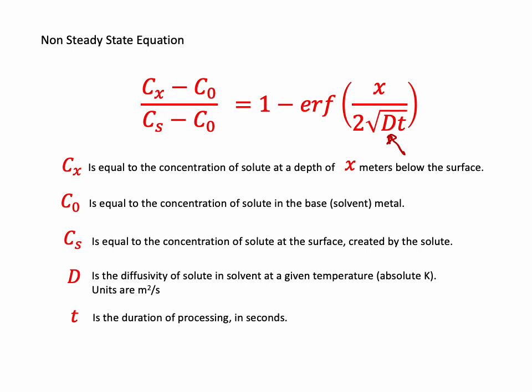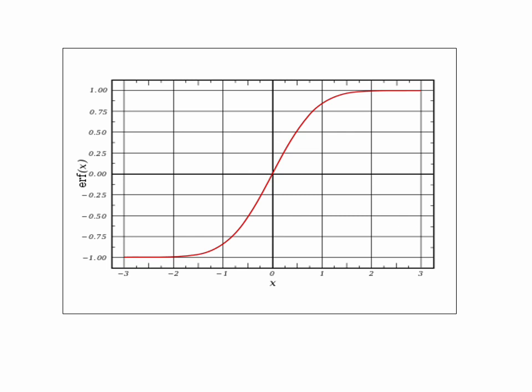Now, there's another function here that you might not have seen before, and this is called the error function, erf. So, depending on what the value of x over 2 square root of Dt is, the error function of that value you will get from a chart or a table, as in this next graph. So this is the error function table.